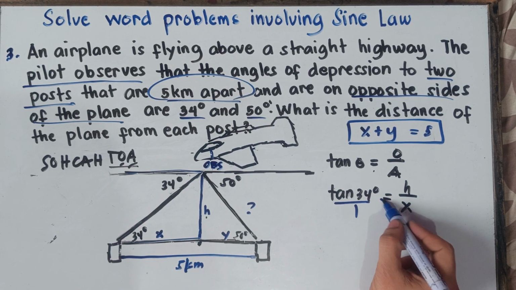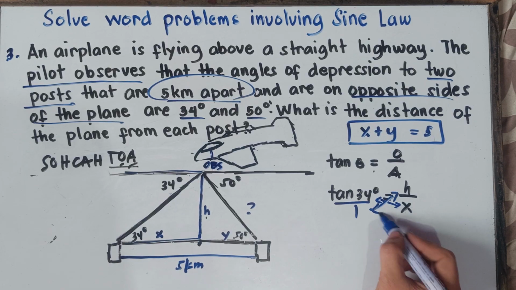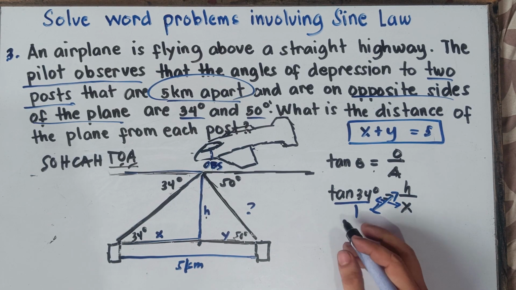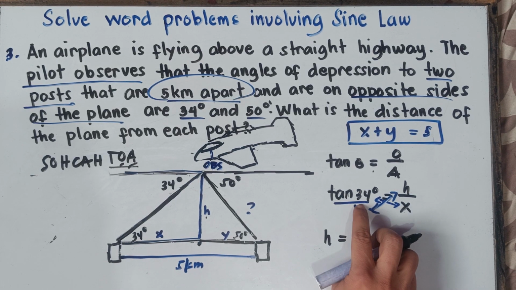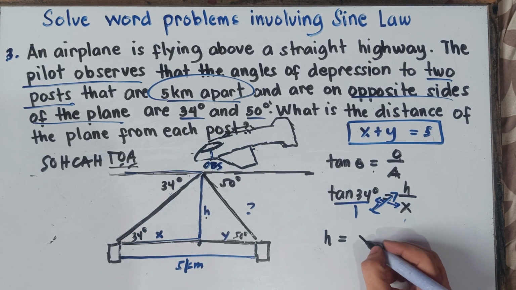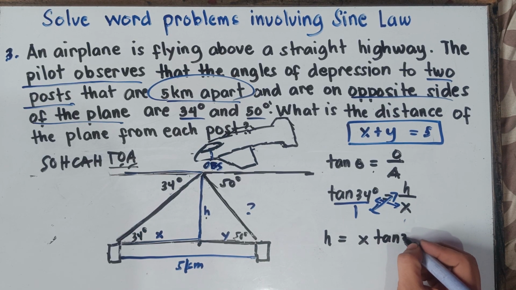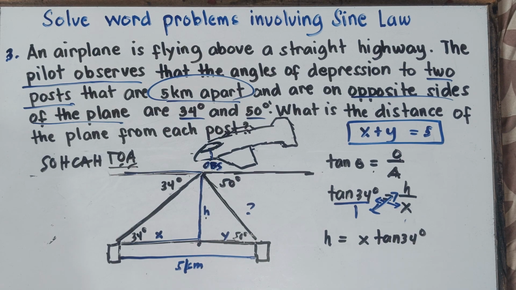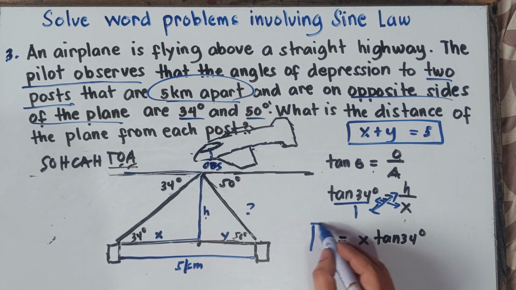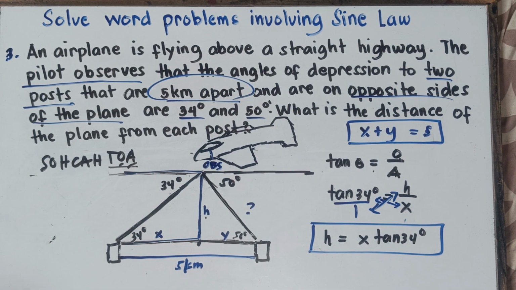Understood that there's a 1 here, so simply cross multiply. h times 1, that would be h equals tangent 34 degrees times x. Simply copy x tangent 34 degrees, and that would be our first equation, class. Therefore, h is equal to x tangent 34 degrees.